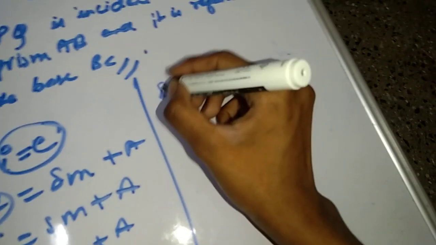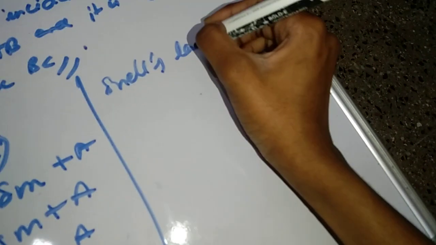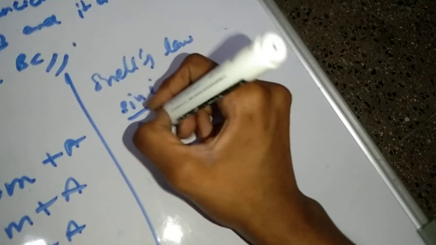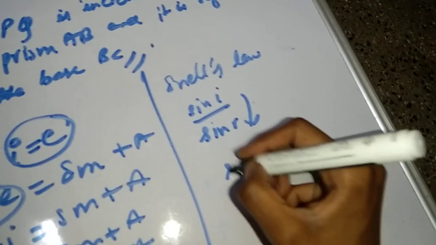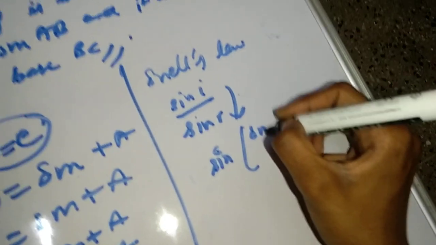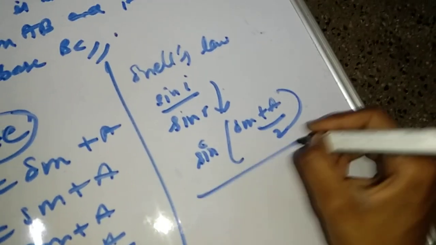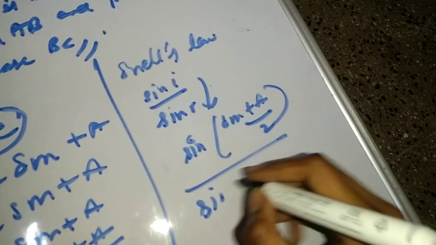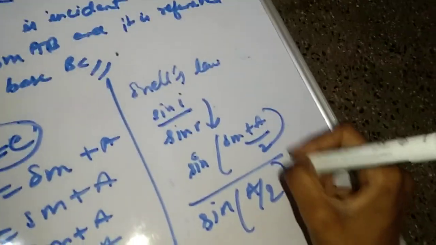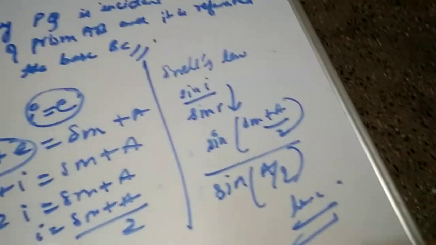Now let us use Snell's law. Snell's law is sin I upon sin r. Sin I is nothing but, we just saw it, sin of delta m plus A upon 2. Sin r is nothing but, what is r? A by 2. So hence proved. This is the answer.